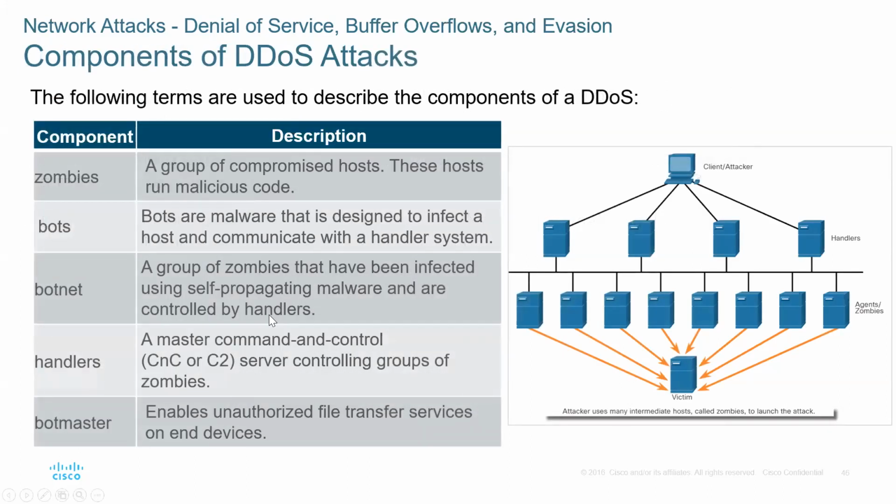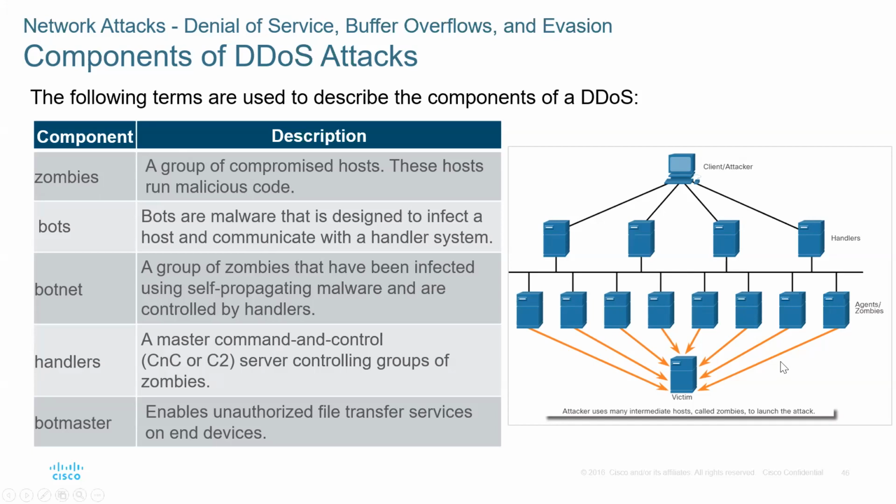So there are a couple of different terms when describing a distributed denial of service attack. You have zombies, which are a group of compromised hosts. These hosts can run malicious code. And then you have bots, which are malware designed to infect a host and then communicate with a handler system. These together create what's called a botnet, which is a group of zombies that have been infected using self-propagating malware and are controlled by the handlers. The handlers themselves are going to be a command and control server farm, basically controlling groups of zombies. And then you have the bot master.